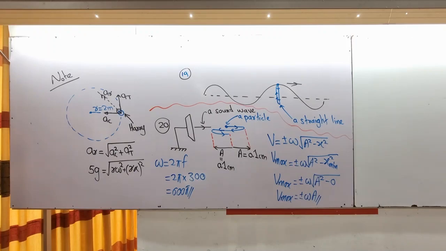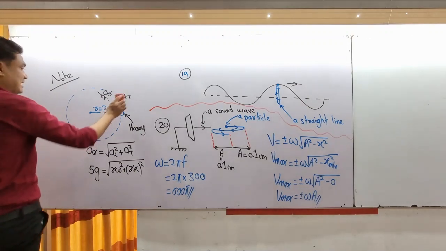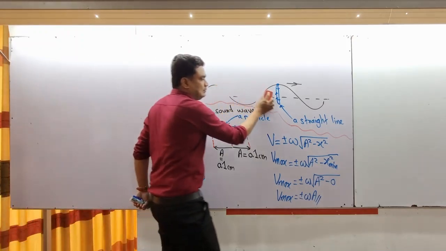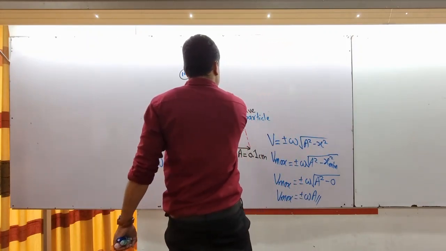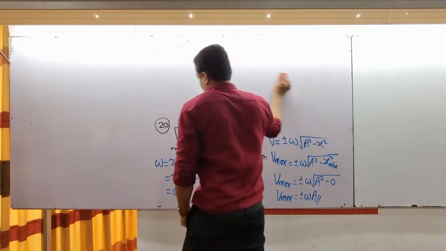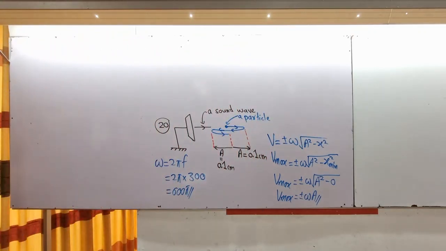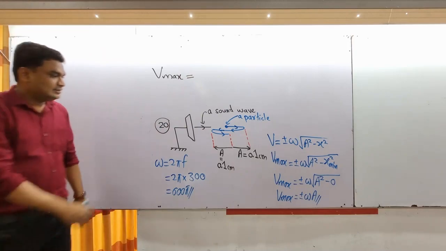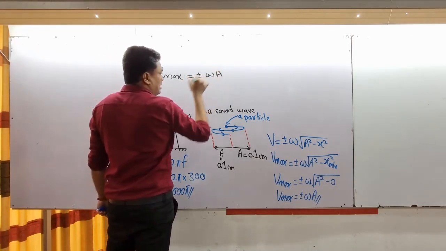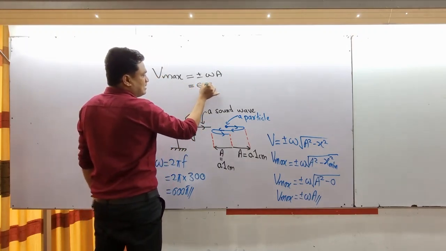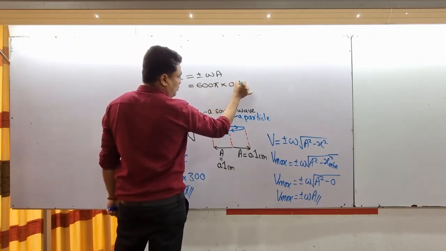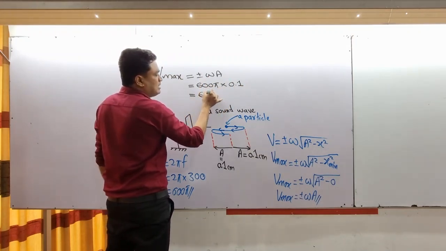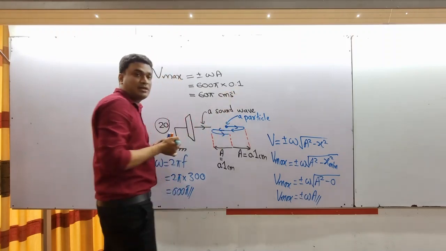So what is the maximum velocity? So V max equals plus or minus omega A. Omega is 600 pi, A is 0.1 centimeter. 0.1 means 1 over 10, so one of the zeros cancels out. 60 pi, the unit is centimeter per second.